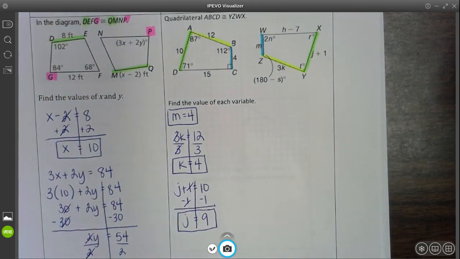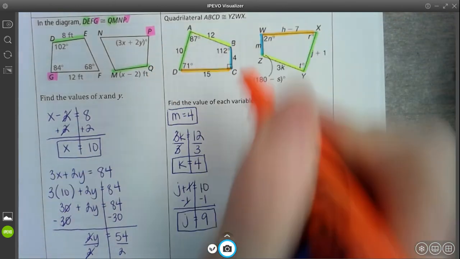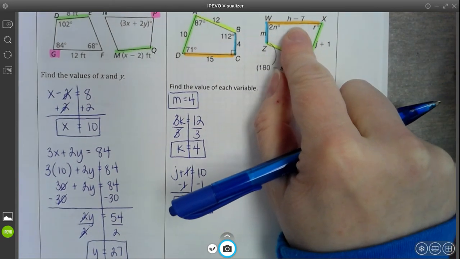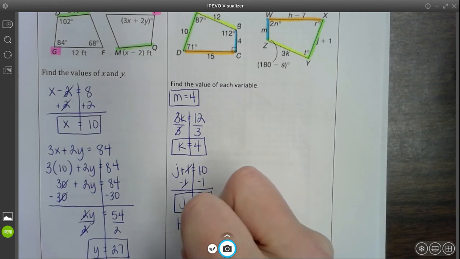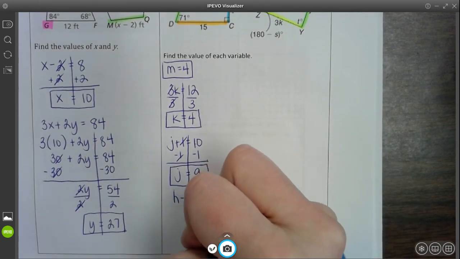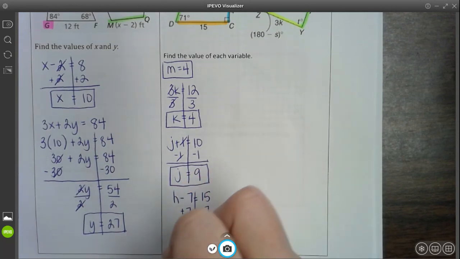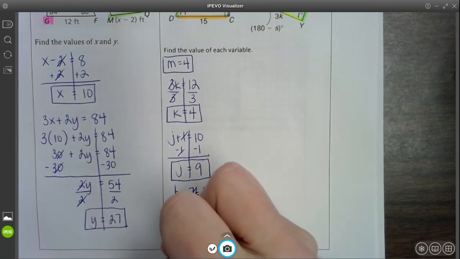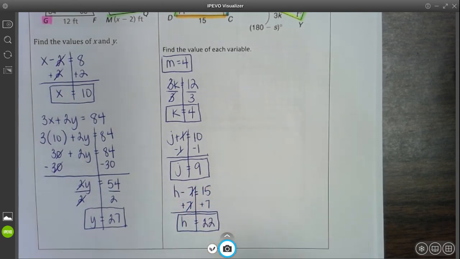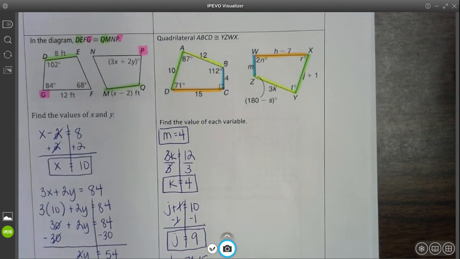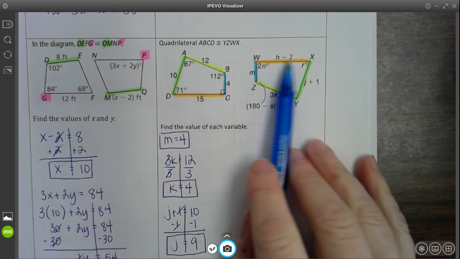Okay, last side we're going to have must be these 2 that are corresponding. So that means H minus 7 is going to equal 15. Right, to get H by itself, I'm going to add 7 to both sides. And that's going to give me H equals 22. All right, so there is everything having to do with the sides. Now I need to find the variables of the 4 angles.